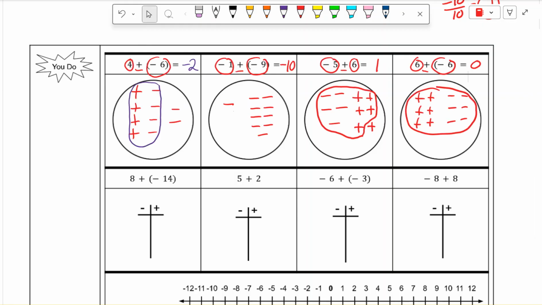All right, here we are with the universe of zeros. You can see the answers across the board. We have negative 2, negative 10, 1, and 0. All right, go ahead and pause the video after you got those all figured out and try the T-chart line. Pause now.